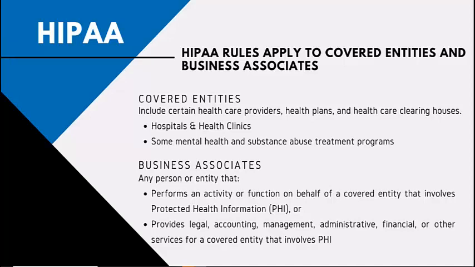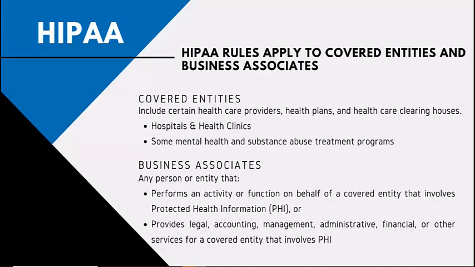Within HIPAA, we have covered entities and business associates. Covered entities include certain healthcare providers, health plans, and healthcare clearinghouses. Examples of covered entities are hospitals and health clinics, physicians, health insurance companies, and mental health and substance abuse treatment programs.